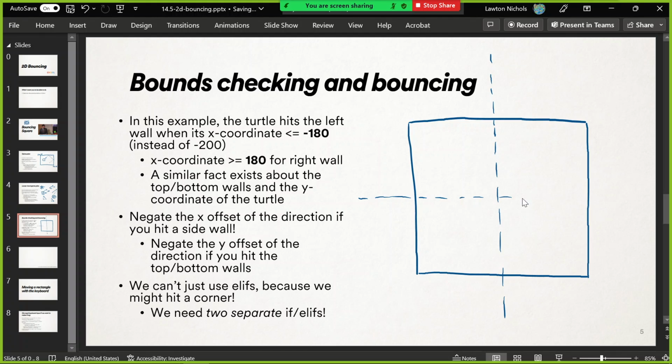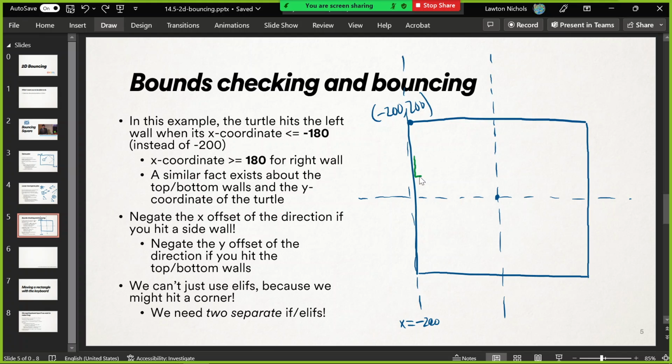So let's draw that. Trying to be as accurate as possible. So there's 0, 0. And this bounding square is length 400 by height 400. So this is negative 200, positive 200, etc. This line right here is the x equals negative 200 line. And you can figure out the rest as well, right? So yeah, here's the idea. In this example, the way we're doing it, the turtle is going to hit the left wall when its x-coordinate is less than or equal to, or it tried to escape the wall, if it's less than or equal to negative 180. It's not exactly negative 200 because you have to consider the width of the turtle itself.